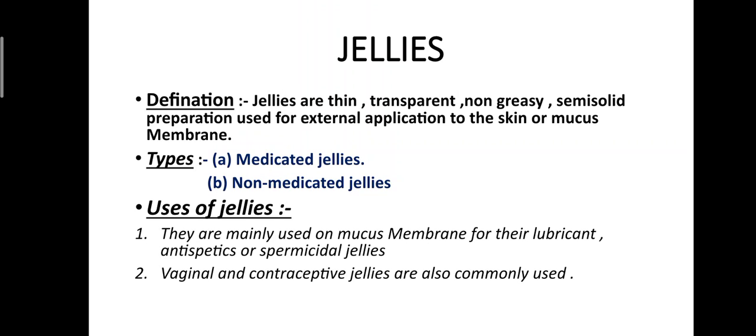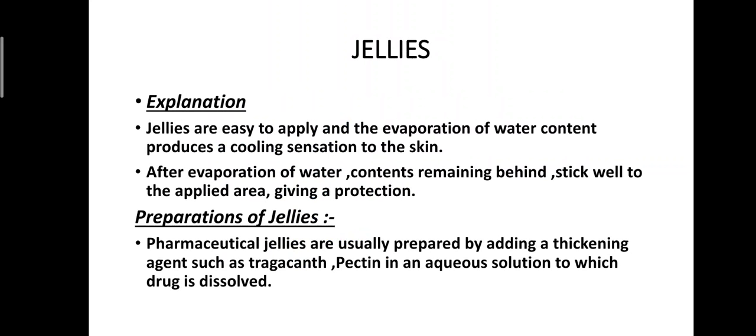Jellies are thin, transparent, non-greasy, semi-solid preparations used for external application to the skin or mucous membrane. Types: medicated jellies or non-medicated jellies. Uses of jellies: they are mainly used on mucous membrane for their lubricant, antiseptic, or spermicidal action. Vaginal and contraceptive jellies are also commonly used.